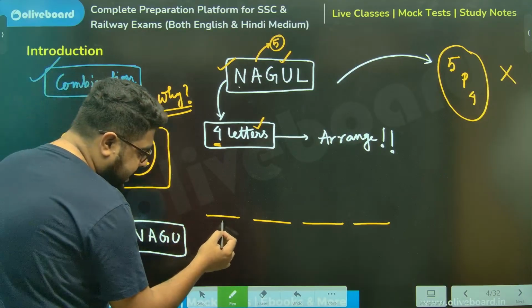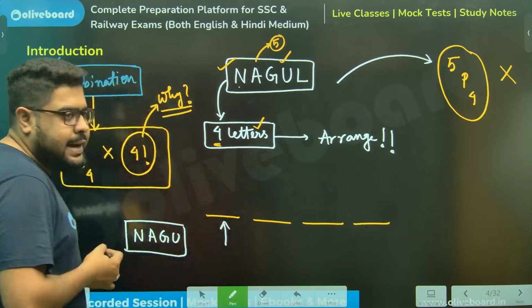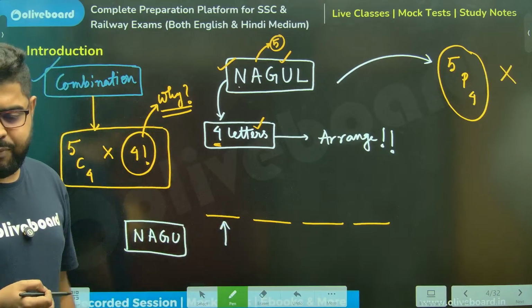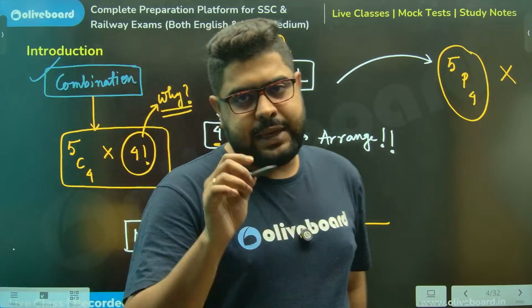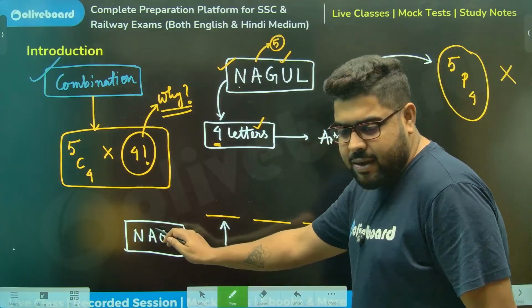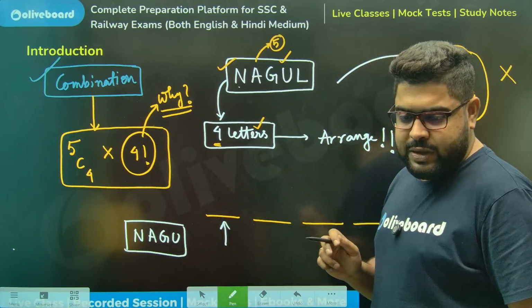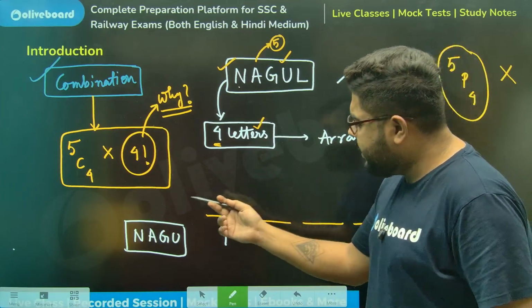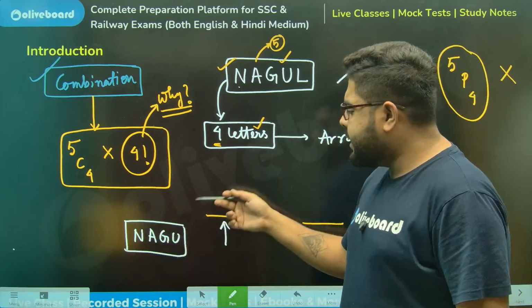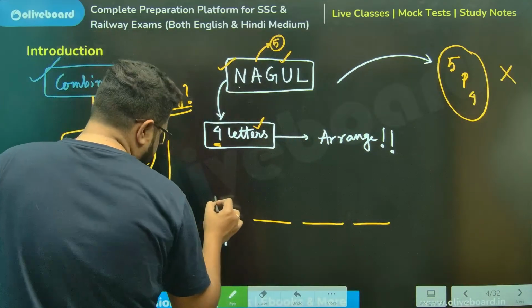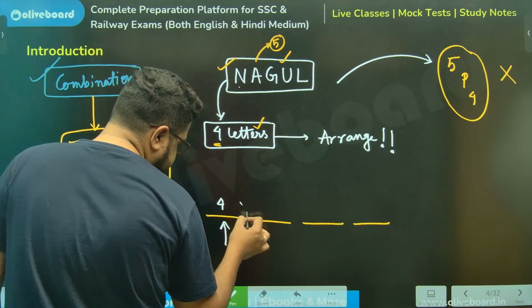Now, I'm starting from this end. How many choices do I have to fill this place? Tell me. Here I can put either N or A or G or U. Here I can put any one of these 4 letters. So you see, I have 4 options to put here, sir.